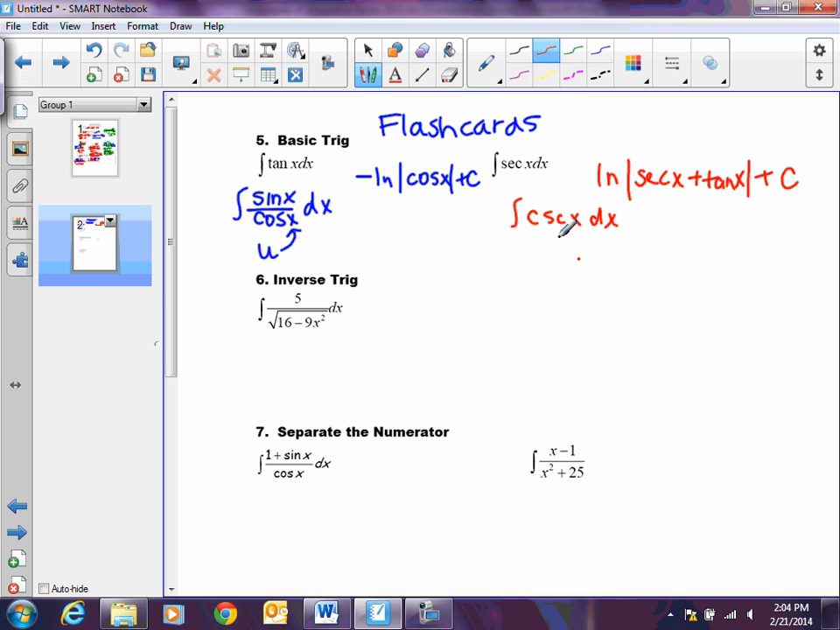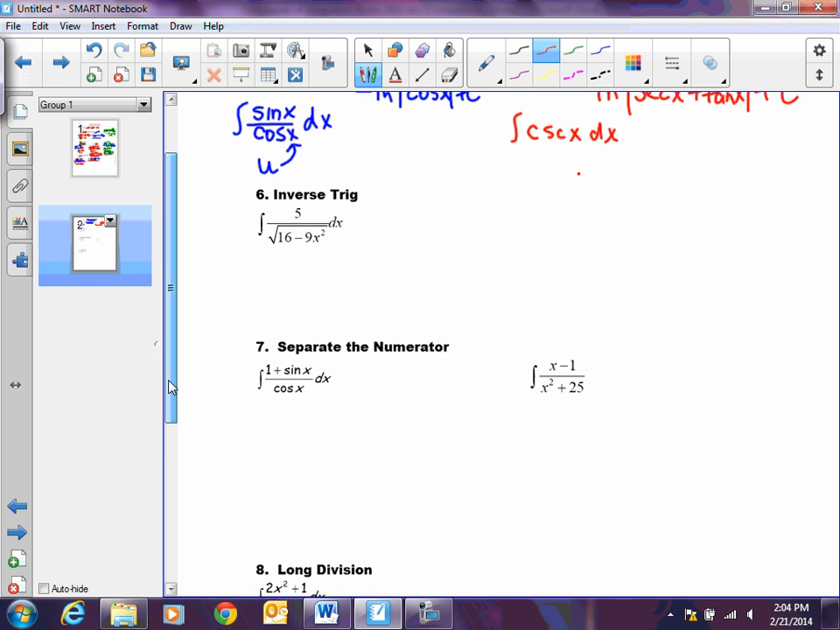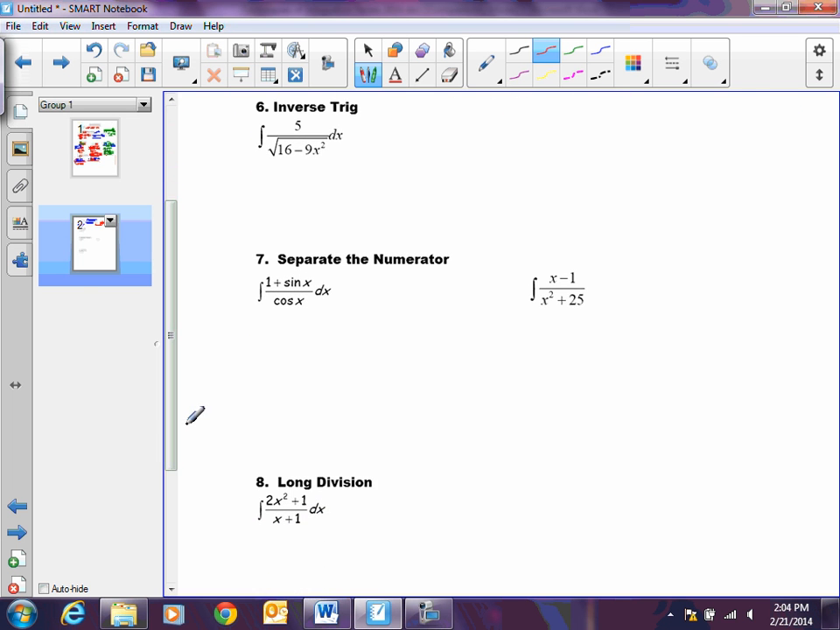You need to start, first of all, with the 6 trig derivatives, if you don't know those. Then you need to move on to these, and then you need to move on to inverse trig. Okay, I know it's a lot. This is why you have flashcards, and this is why I keep saying it. You've got to study. There's no way out of this. Okay.